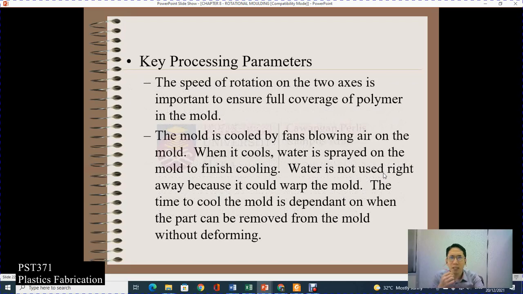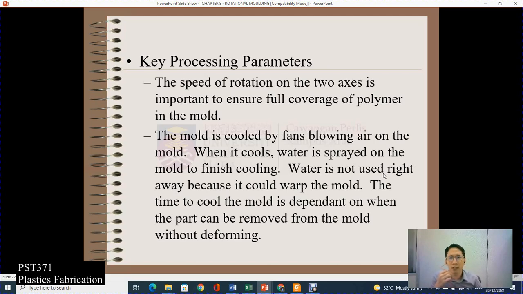The speeds of rotation on the two axes are important to ensure full coverage of polymer in the mold. The major and minor axis rotations can be adjusted depending on the material you use and the dimensions of your final products, whether it is a complicated part or a simpler part, and depending on the thickness variation that you want to produce. The mold is cooled by a fan blowing air on the mold.